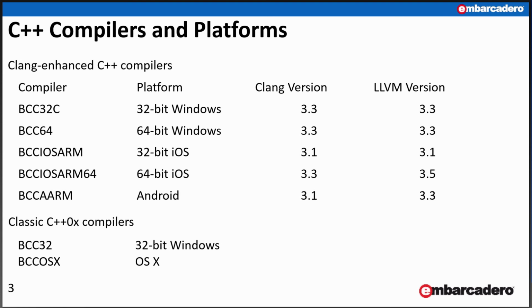BCC32C is the new Clang enhanced C++ compiler for 32-bit Windows. That's based on Clang version 3.3, same as our BCC64 compiler, Clang 3.3. BCC iOS ARM, ARM64, and Android ARM use their versions of Clang as well.